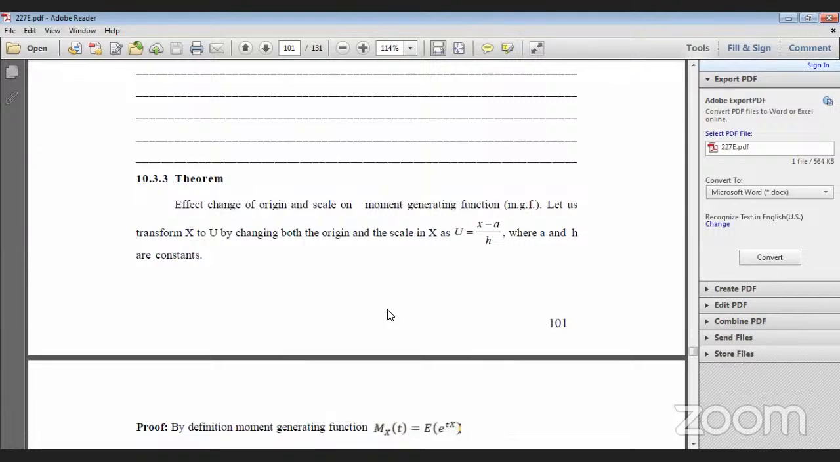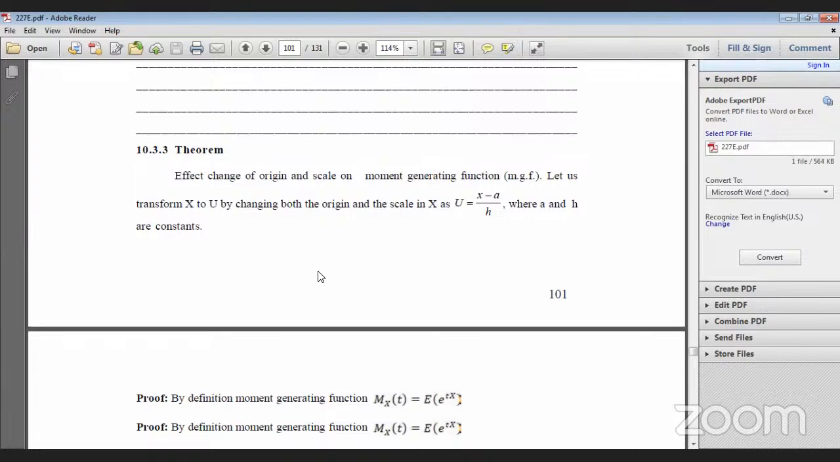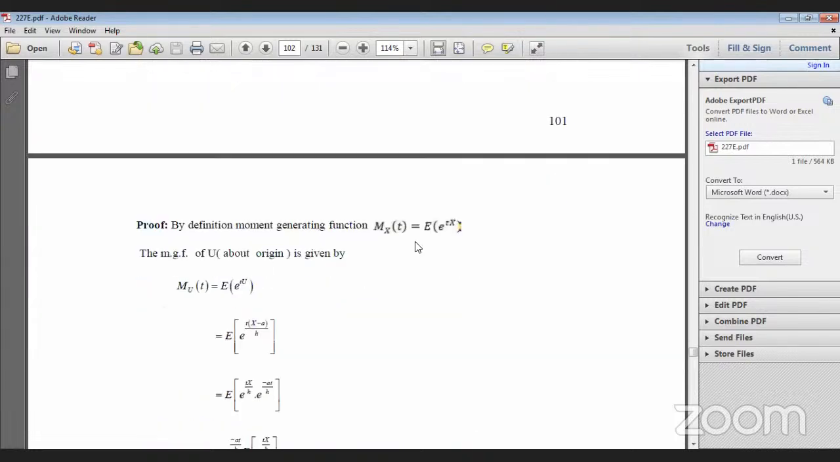Effect of change of origin and scale on the moment generating function. Let us transform x to u by changing the origin and scale, u is equal to x minus a by h, where a and h are constants. By definition, the moment generating function M of x is E of e power tx. The moment generating function M of u of t is E of e power tu.